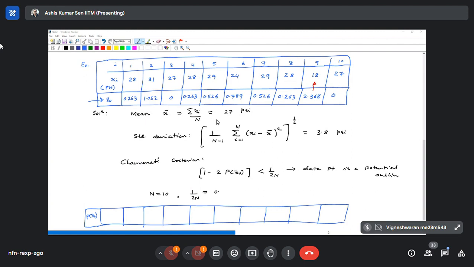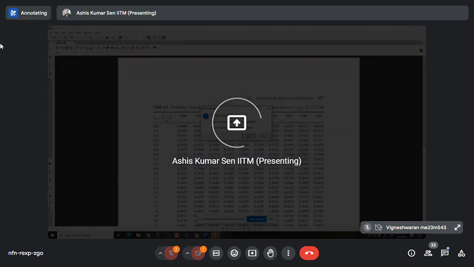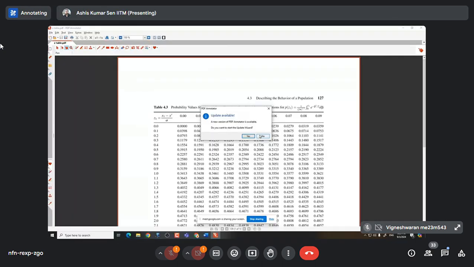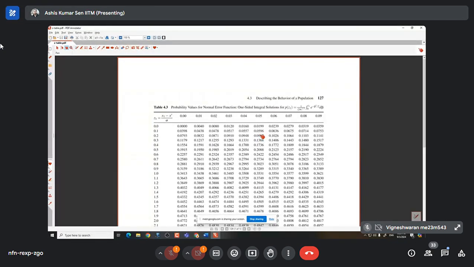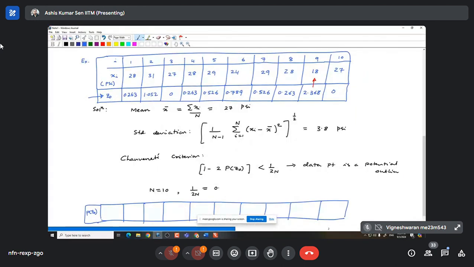Let me show you that. The Z table, if I open it, you won't be able to see it, right? I will share my screen, the entire screen. Now, if I look at the first, your Z0 is 0.263, right?